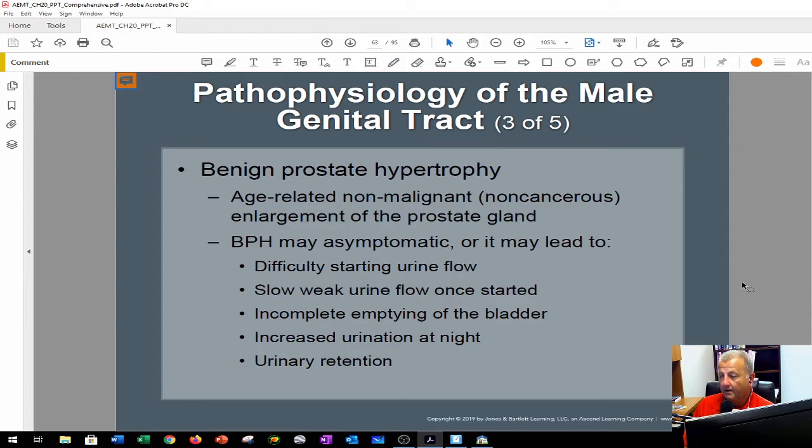So these happen to guys usually over, I was going to say 50. I think the book says 60. And they just have difficulty. It usually starts off with difficulty getting urine to flow. And then they can get some out, and then it gets worse and worse and worse.